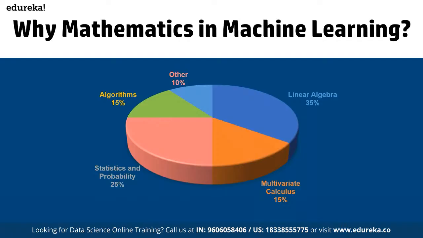So again, in terms of mathematics and machine learning, there is a good amount of weightage in terms of linear algebra. Then we also have a good understanding of statistics and probability. Then it comes down to multivariate calculus and algorithms, and the rest of the 10 parts are for different components, which include eigenvectors, and the other statistical, or we can say probability, as well.